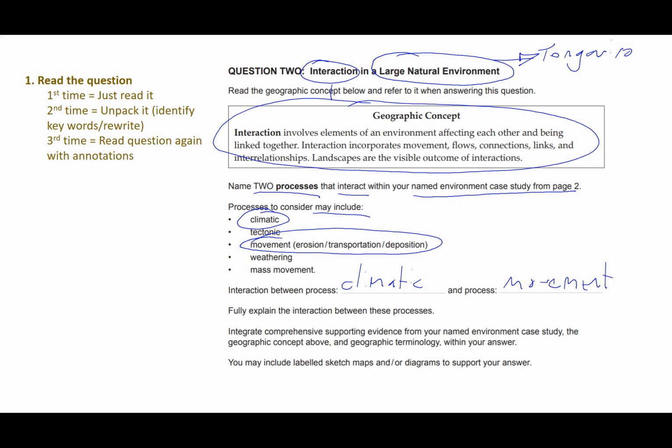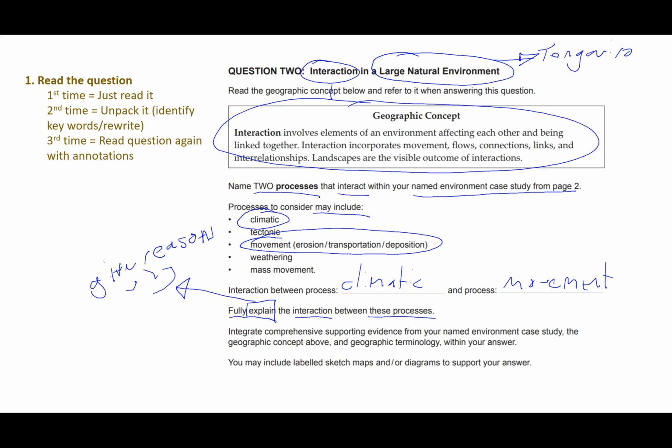So what you're going to actually do, you're going to fully explain the interaction between these processes. That's your keyword there, what we call the command word. Explain. What does that mean? That means to give reasons why. There we go. Give reasons why.